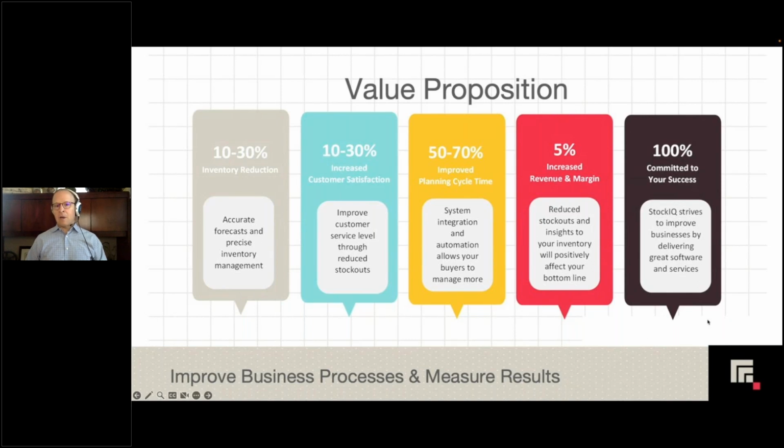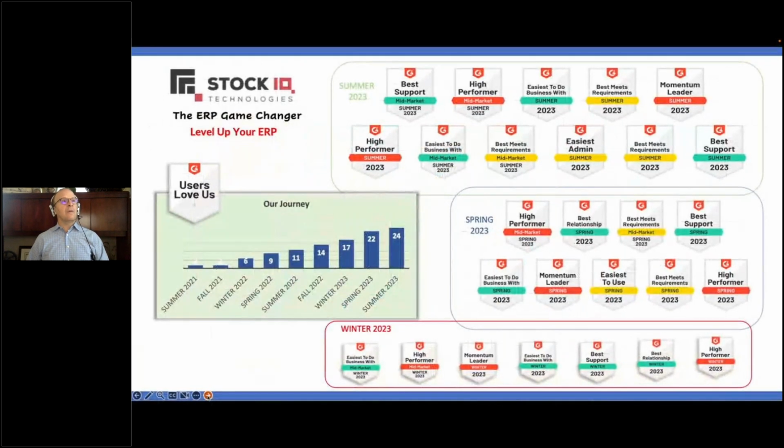Lastly, StockIQ is 100% committed to your success. We have a number of badges that are proof of this. For instance, in the summer, you can see that we provide the best support, best meets requirements, and easiest to administer the overall application. We have continued to receive more and more of these badges over time. Essentially, they're an acknowledgement from our clients on how we're servicing them.